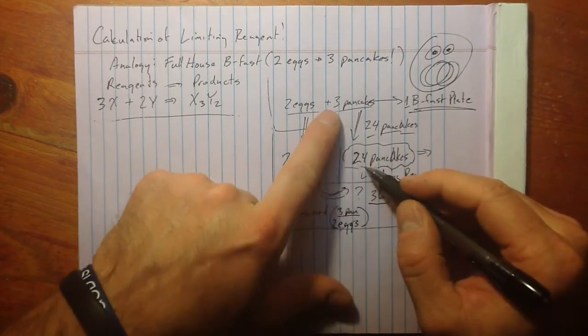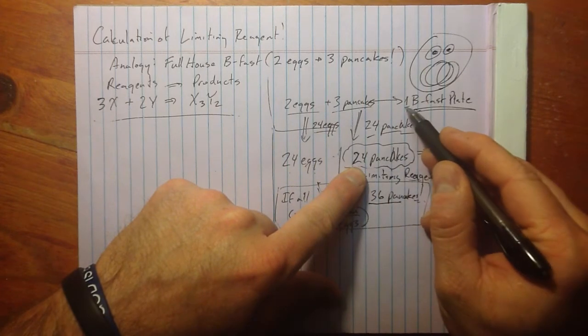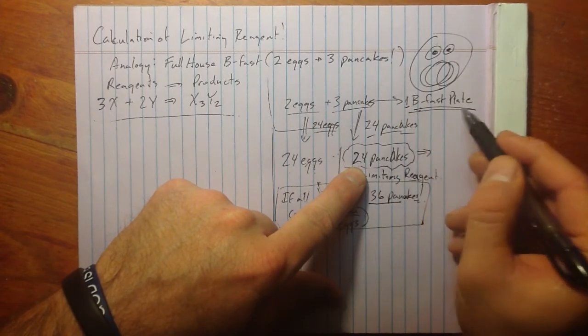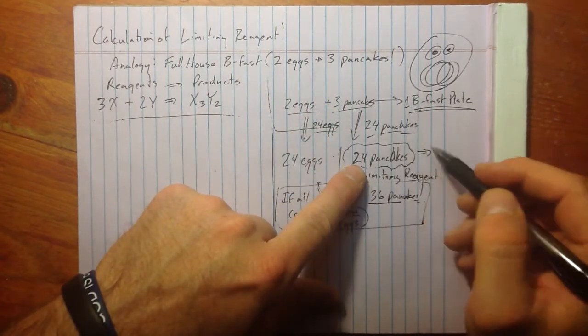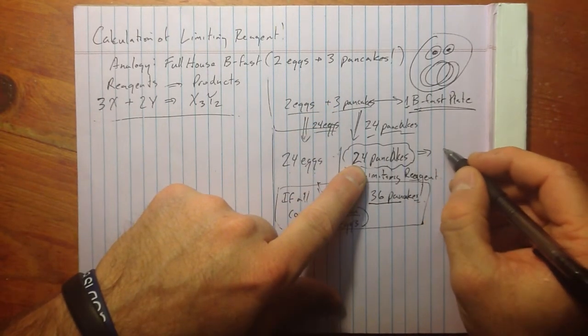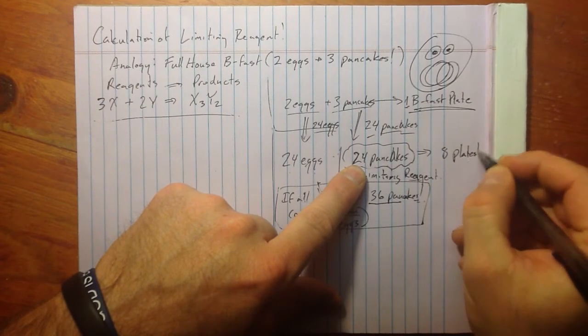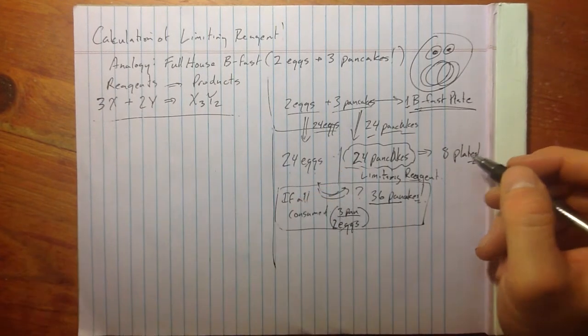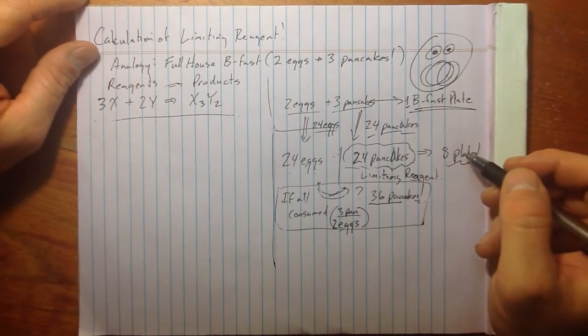This is our limiting reagent. We can take it and divide it by its own coefficient, 24 divided by 3, and multiply it by the coefficient in front of the full house breakfast plate. 24 divided by 3 and times 1 would be 8 plates. Took me a little while. Alright, so 24 divided by 3, we can make 8 full house breakfast plates.